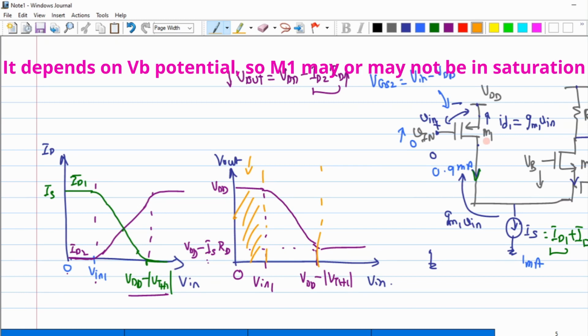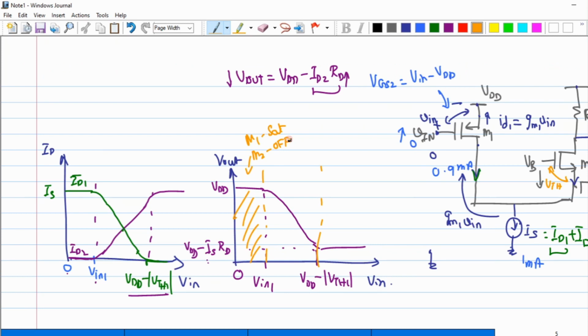Saturation. Okay. So my M1 is in saturation. What about my M2? Okay. So if I don't want any current to flow across this M2 transistor, the VGS value of this M2 is supposed to be equal to VDH. Okay. So that is a concept. So I have this M2, which is cut off right now. Clear? Now, in this particular region, what are the conditions that I have?